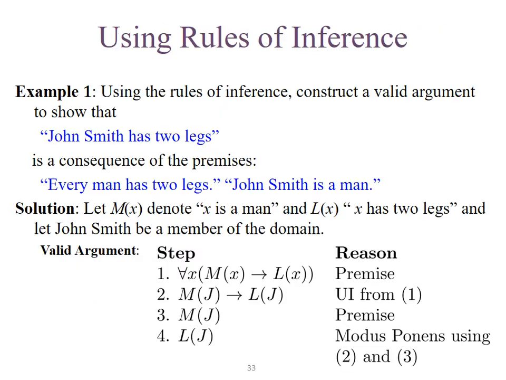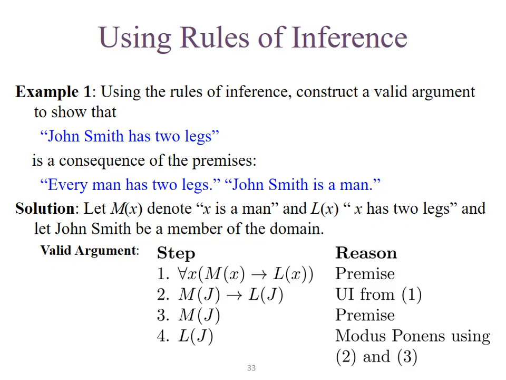Next, let's see how we apply these inference rules to prove a valid argument. Alright, so we have seen this example before. John Smith has 2 x is our conclusion, and we have a sequence of premises: every man has 2 x, John Smith is a man, so John Smith has 2 x. Okay, we know it's true, but here we want to know how to apply rules of inference to prove that it's true.